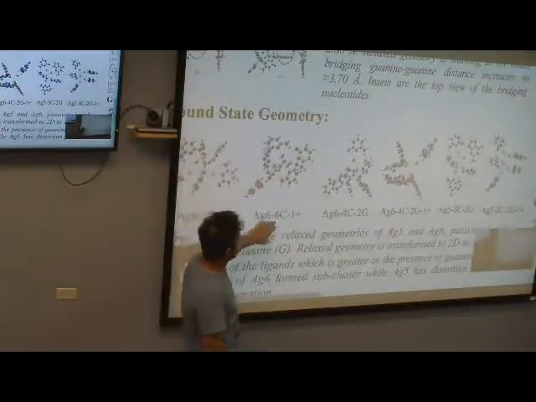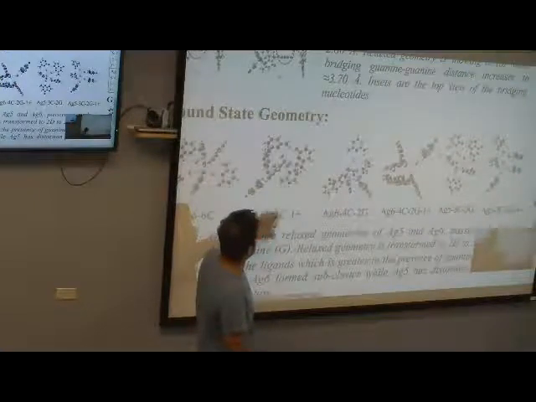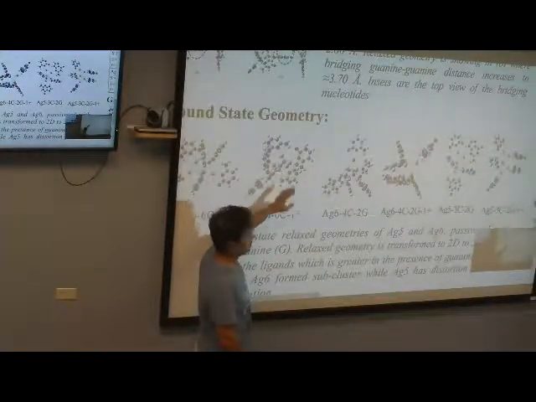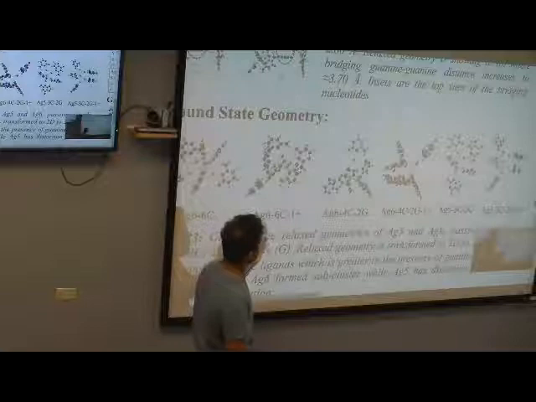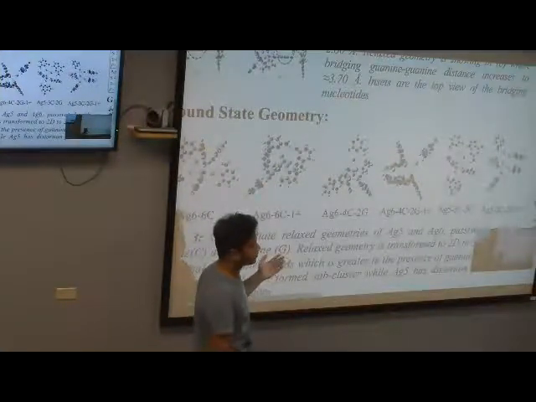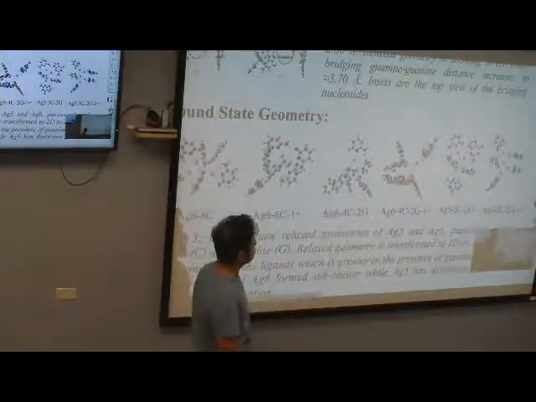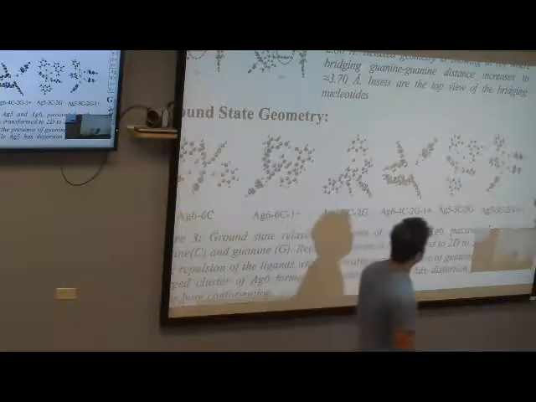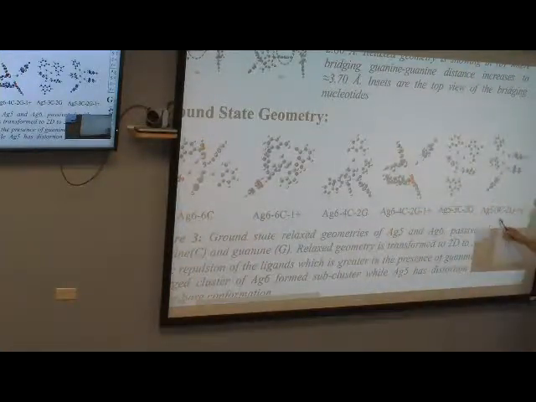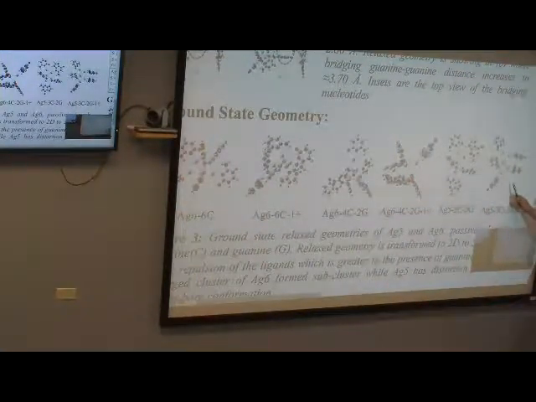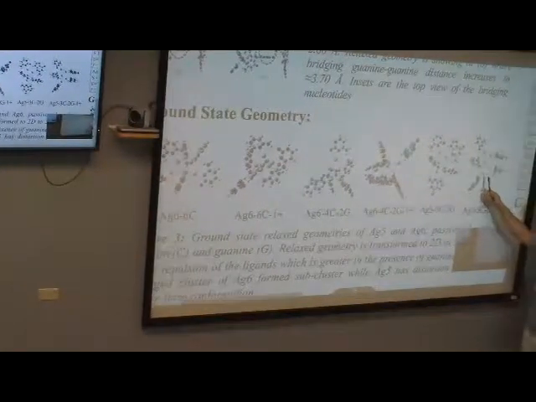And this one is a charged one. If you look, the charged one completely changed the planar conformation. It becomes a 3D one. But if you look at the silver 5, this one is a guanine and cytosine one. This one still retained the planar conformation.